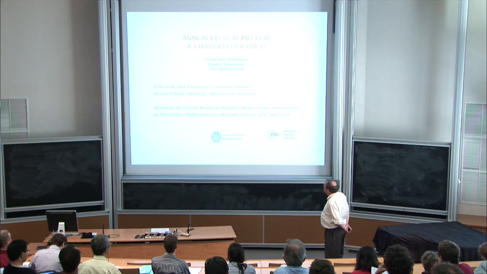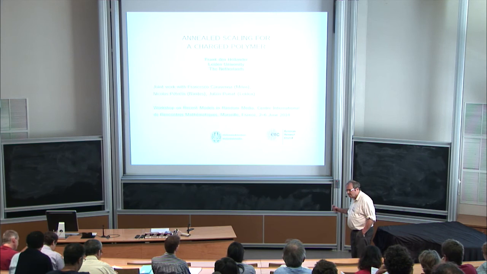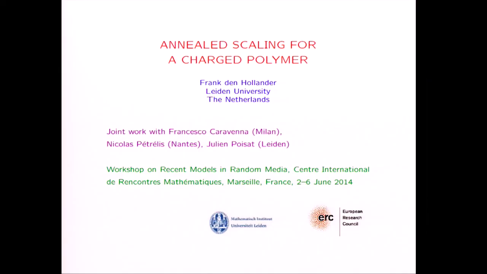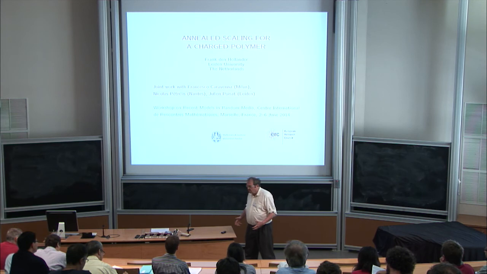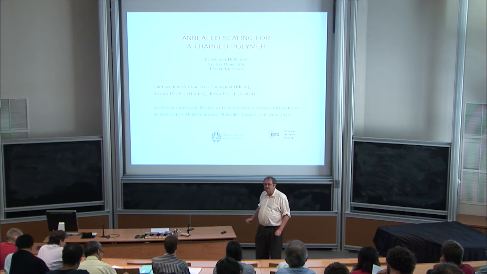I'm going to talk about a model of a charged polymer, a randomly charged polymer, an object about which we've been trying to understand for a number of years how we could possibly describe this. And I will be focusing on an annealed version of this charged polymer. And annealed means that there's randomness in the polymer configuration, and there's also randomness in the charges that are living on the polymer, and we take both of them into account.